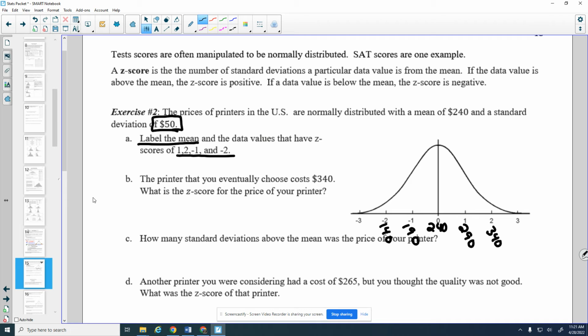So now it says the printer you eventually choose costs $340. What is the z-score for the price of your printer? So this first one's pretty easy because I can see the 340 and I can see that its z-score is 2. Okay, so then it says how many standard deviations above the mean was the price of your printer? So that's 2. That's what the z-score means. It tells me how many standard deviations I am from the mean. So these two are just different ways. A z-score, that is the definition of a z-score.